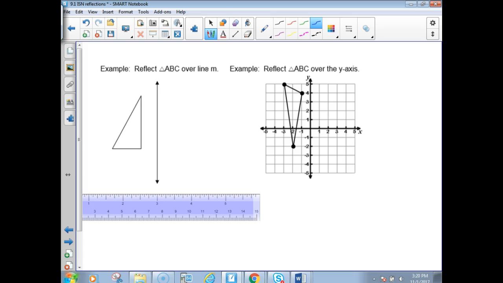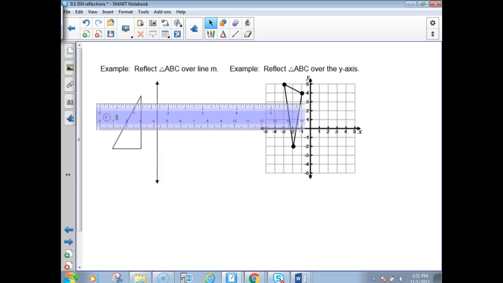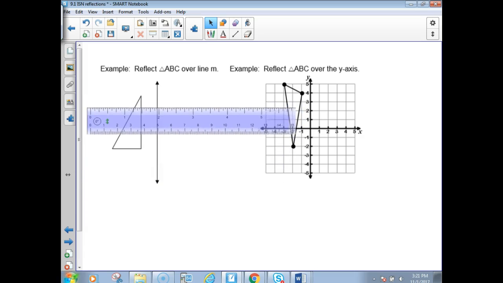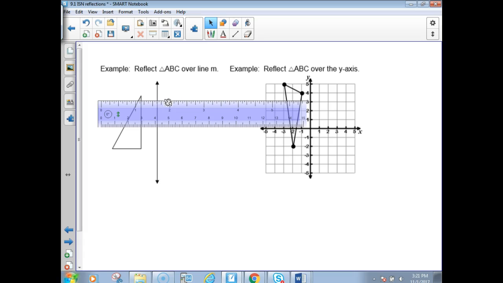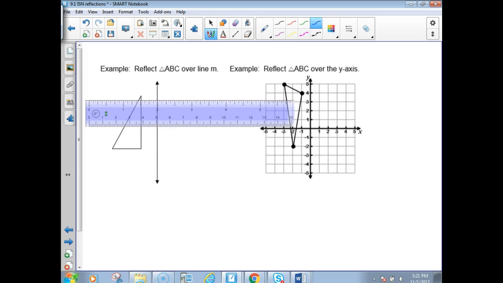Okay, so we're going to reflect ABC over line M. We want to grab our ruler, and we haven't done a reflection since last week, so let me show you. I'm going to use one of my marks on my inches side, those long marks where a whole inch is, and line up 2 on the line so that I have it at a right angle with the line. This is line M. We'll label the top point A, bottom left B, bottom right C.